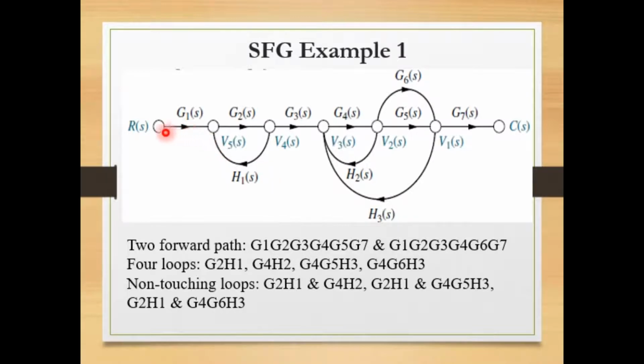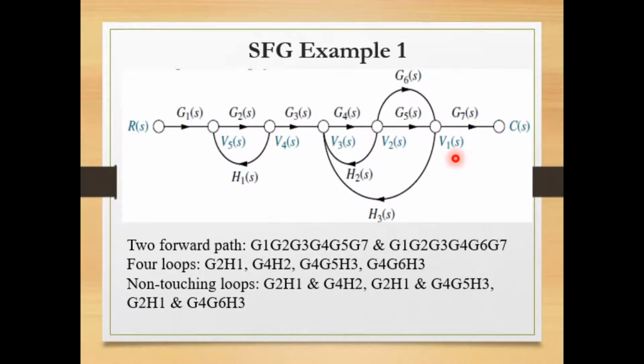So how many forward paths are there? First of all, the nodes. The nodes are R of S, V5, V4, V3, V2, V1 and C of S. It is very clear that the node R of S has only outgoing branches, which means R of S is the input node. Similarly, C of S has only incoming branches, which means C of S is the output node. Other than that, the variables are V5 of S, V4 of S, V3 of S, V2 of S and V1 of S.